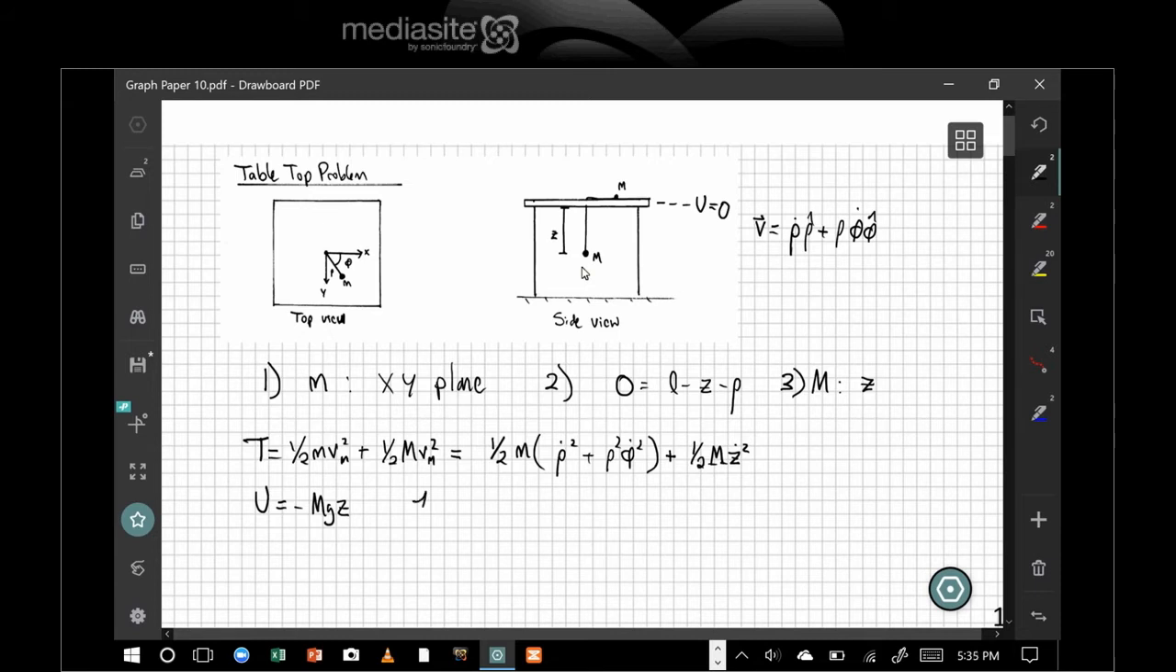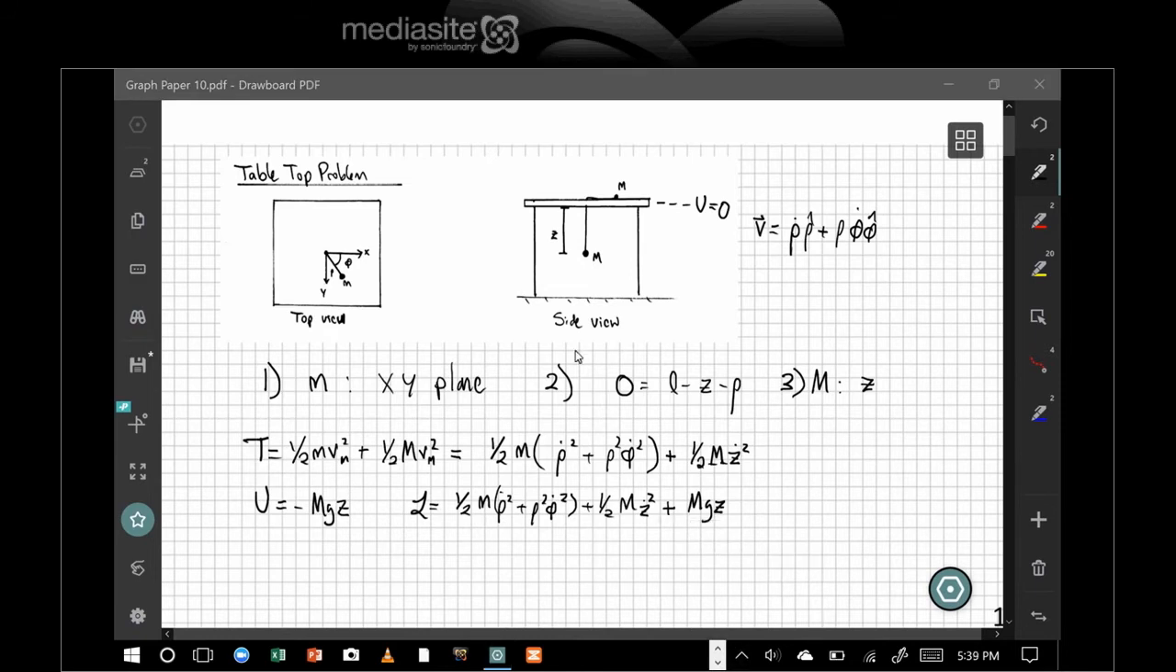So then that allows us to write our Lagrangian. Our Lagrangian is T minus U. It's just going to be 1/2 m times rho dot squared plus rho squared phi dot squared, plus 1/2 big M z dot squared, and then minus U, but minus U is going to be plus Mgz. Okay, so that's my Lagrangian there.